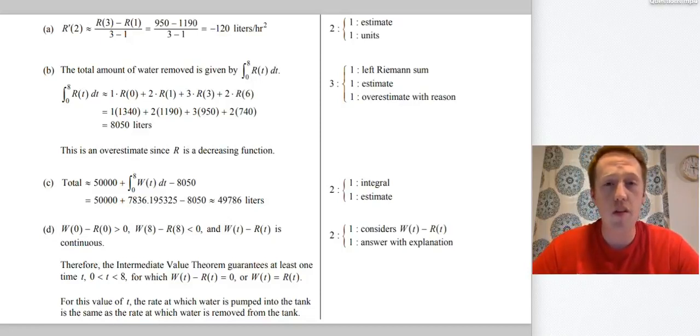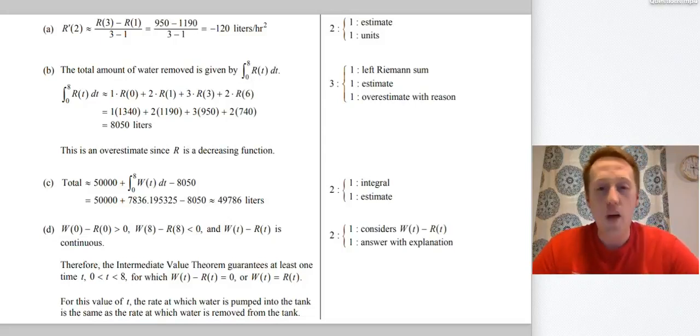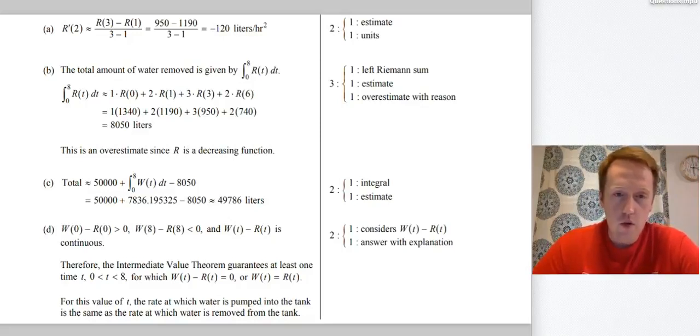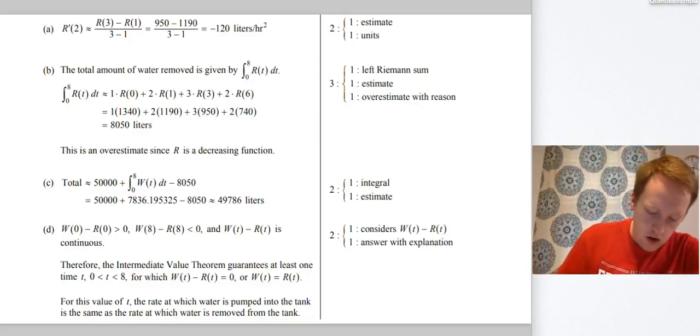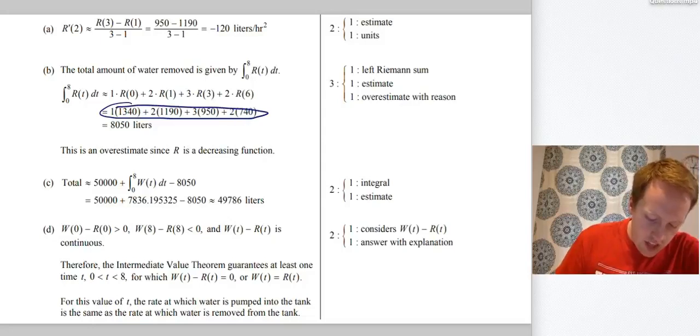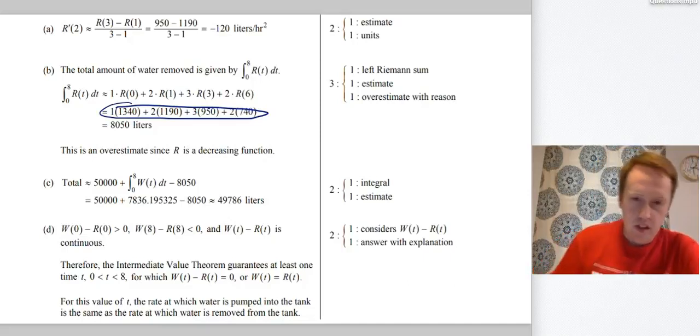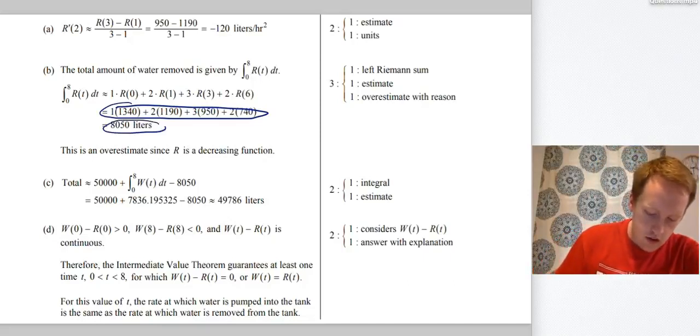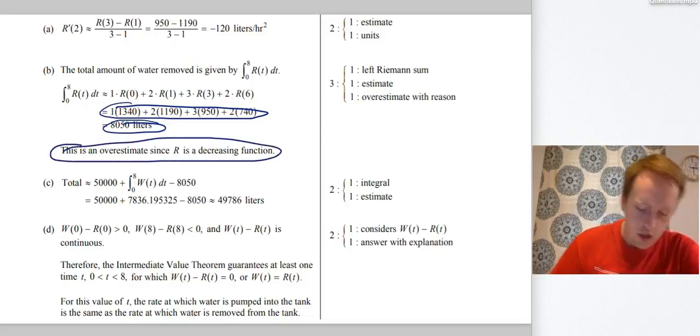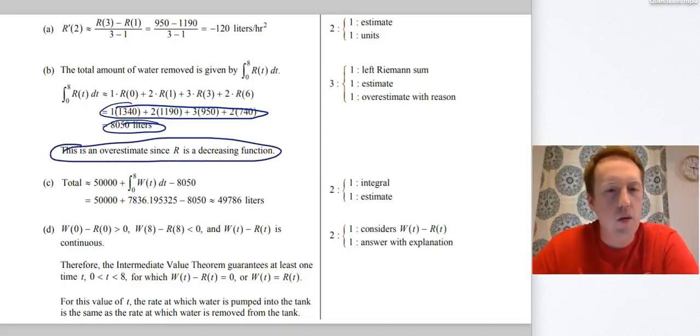Part B, that was the one where we wanted the left Riemann sum to estimate the amount of water removed. So that would mean that we have to do the left Riemann sum. That's this part right here. That is justifying that I did the left Riemann sum by showing that work. This is the actual estimate. And this is an overestimate since R is a decreasing function. Now you might notice they didn't include the fact that we used a left Riemann sum. You should, because sometimes they're pickier. You need to be very careful and include the fact that it's a left Riemann sum.